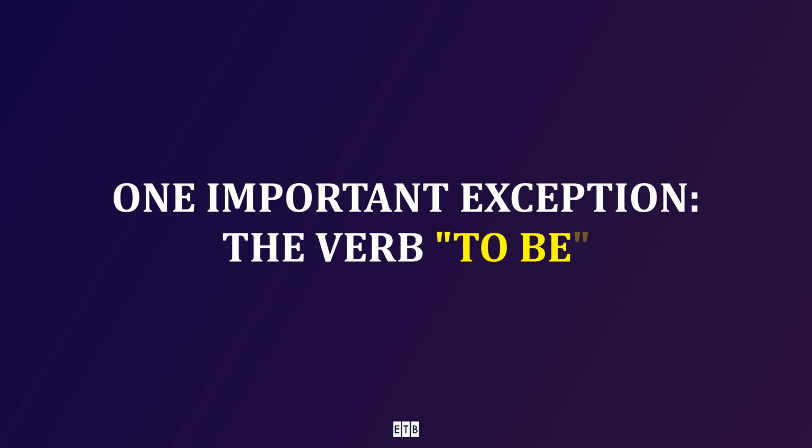One important exception. The verb to be is different from all other verbs in the present simple. Because to be is an auxiliary verb in its own right, it does not use do or does for negatives or questions. Instead, it simply flips its position or pairs directly with not.